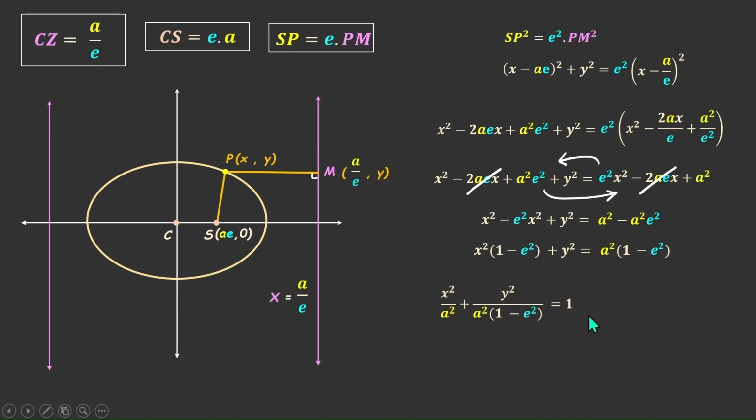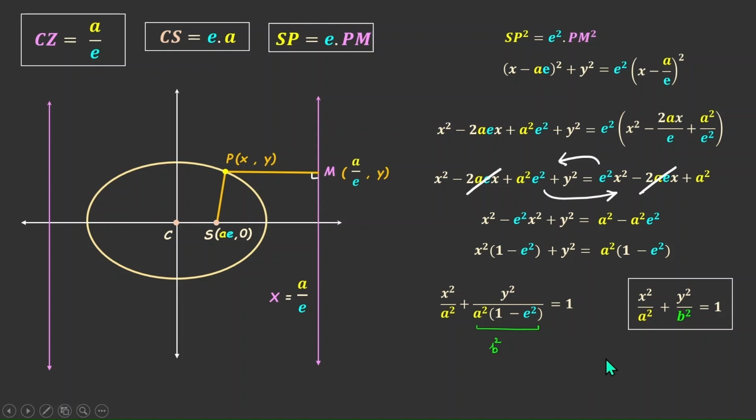Now for the sake of symmetry, so it looks similar, what we can do is take this denominator as another term and call it b square. So now we can represent this equation as x square by a square plus y square by b square is equal to 1, where b square is equal to a square into 1 minus e square. So that is the standard equation of an ellipse.